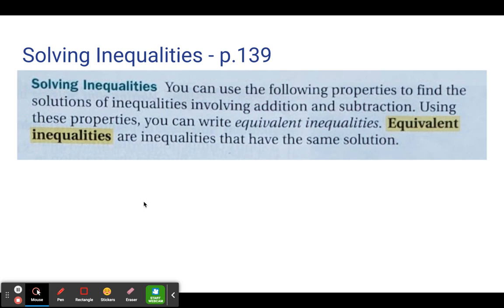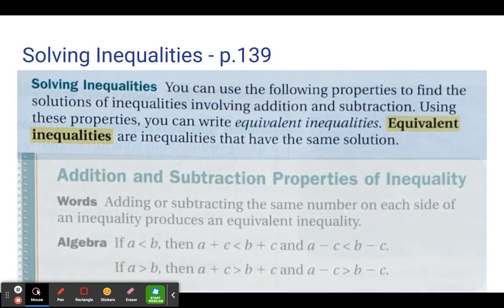So, solving inequalities. You can use the following properties to find solutions of inequalities involving addition and subtraction. Using these properties, we can write equivalent inequalities. Equivalent inequalities are inequalities that have the same solution.